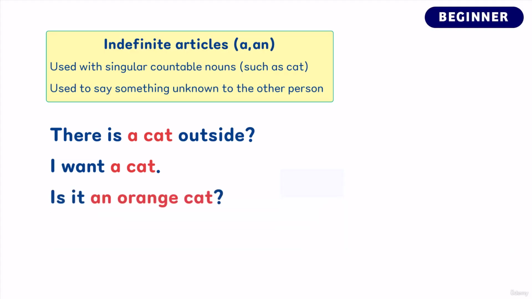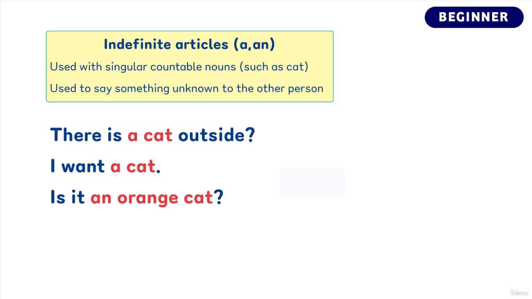Also in the dialogue, you heard this sentence. Is it an orange cat? In this question, the noun phrase orange cat has the adjective orange and the noun cat. When you have a noun phrase like this, the article we use must match the beginning sound of the first word. And since orange begins with a vowel sound O, we say an orange cat and not a orange cat.